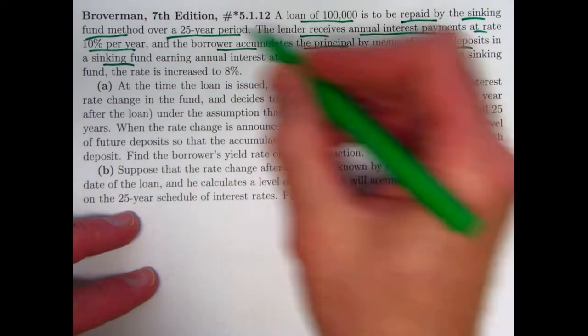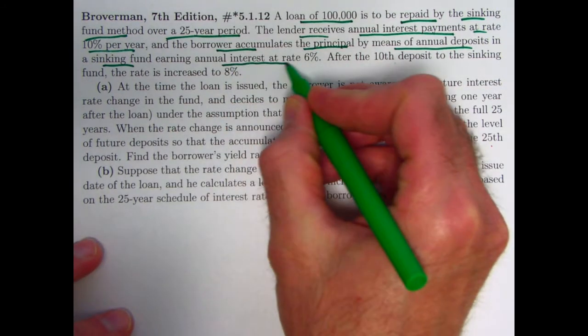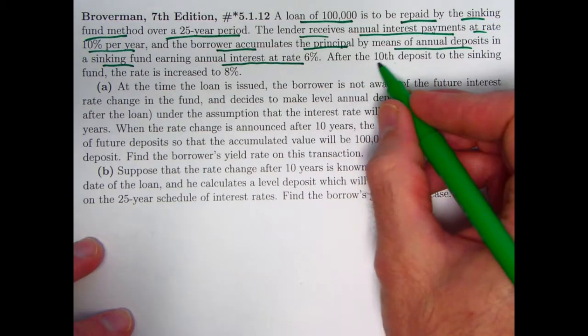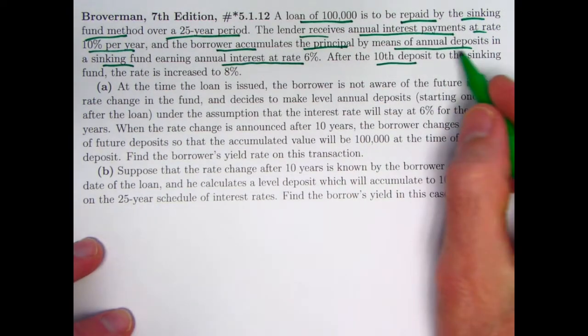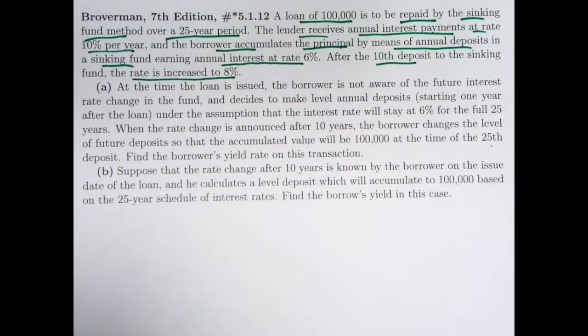That's earning an interest rate that's not the same as the 10%, so that seems bad, but that's what the borrower can find evidently. It's earning an annual interest rate of 6%. However, after the 10th deposit, after 10 years, the sinking fund rate is increased to 8%. So this is a variable rate sinking fund. 6% for the first 10 years, and then 8% thereafter for the last 15 years.